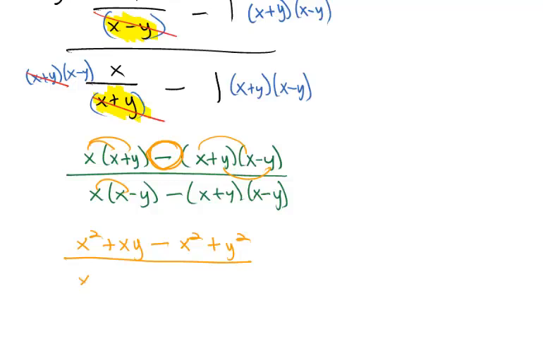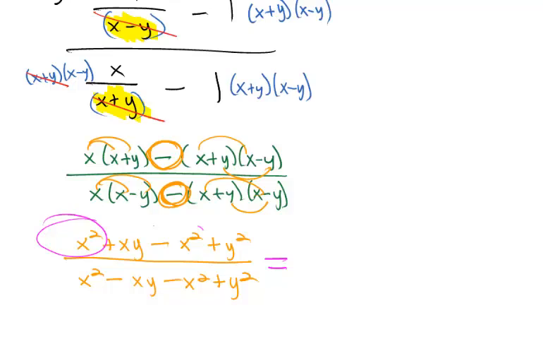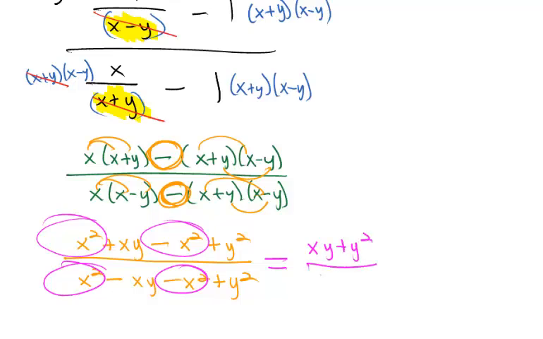All over, distributing the x through, we have x squared minus xy. And again, x times x is x squared, y times negative y, subtracting it, makes it plus y squared. So the only simplifying we can do is x squared minus x squared in both top and bottom. And that gives us xy plus y squared over negative xy plus y squared.